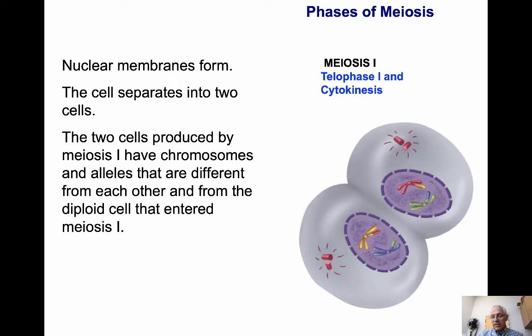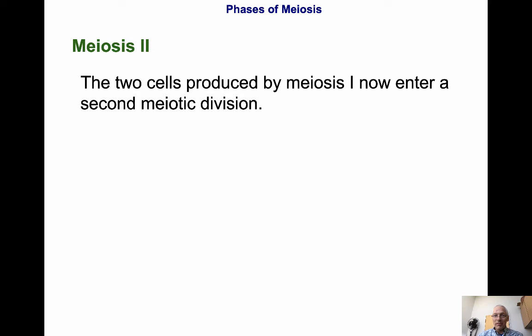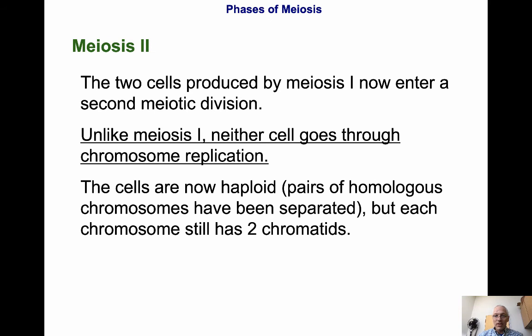And then the cell completes division with cytokinesis, and it's ready to do the second division, meiosis II. Now we have the cell that has sister chromatids still attached at the centromere, but the pairs of homologous chromosomes have already separated from one another.